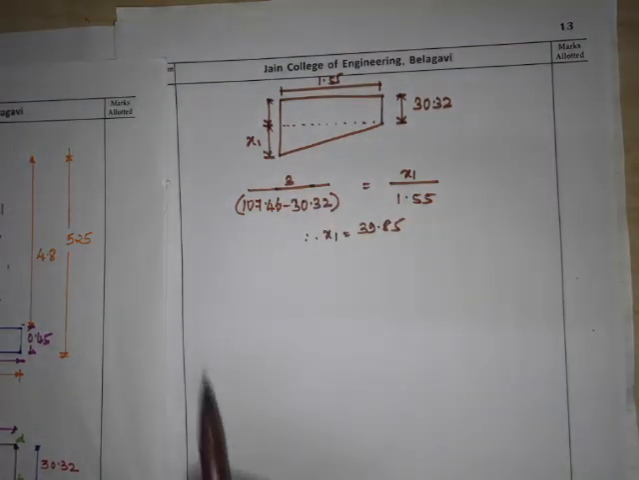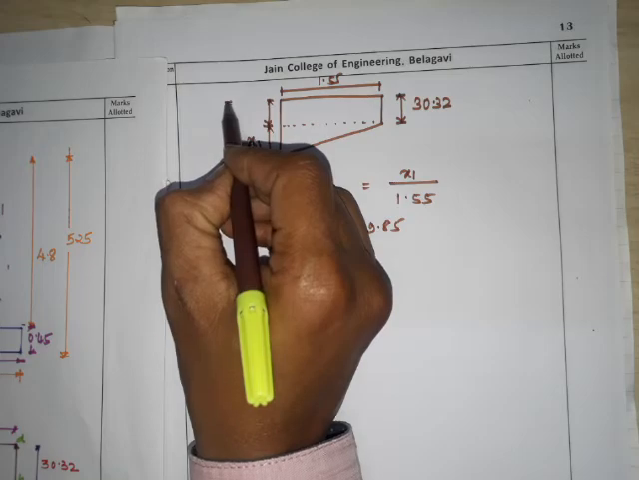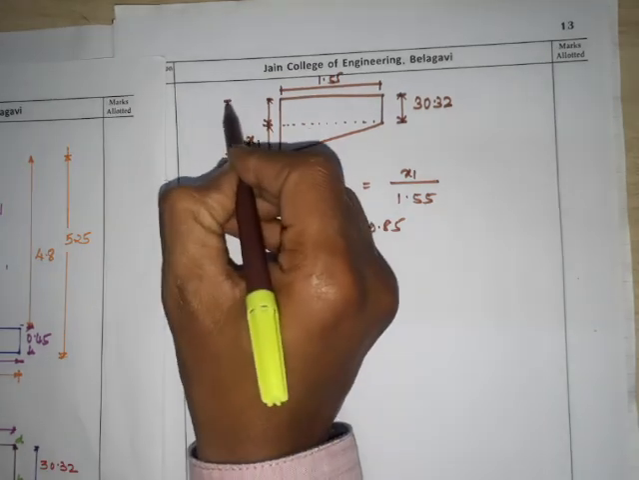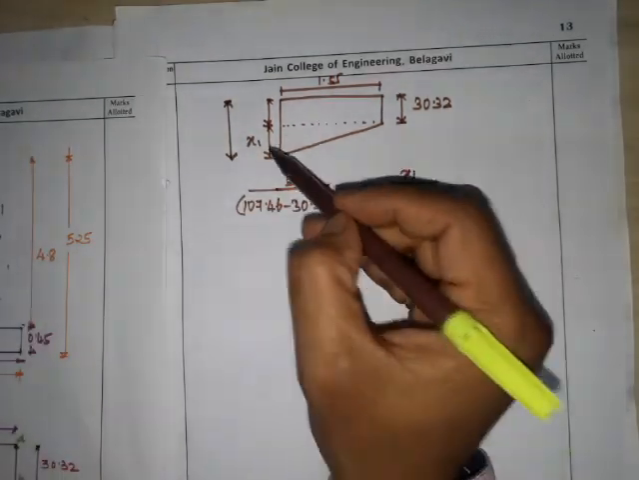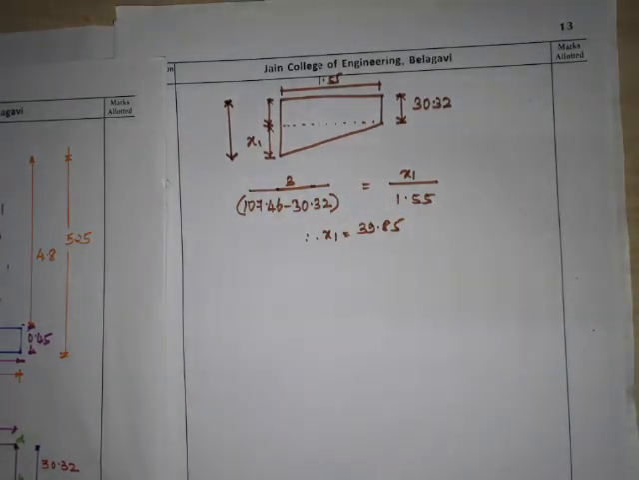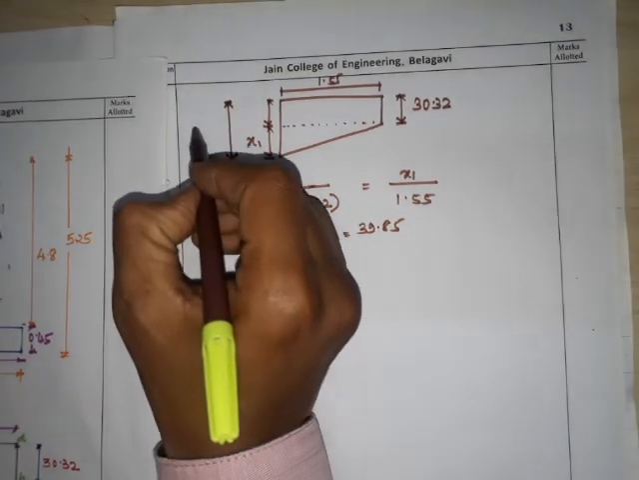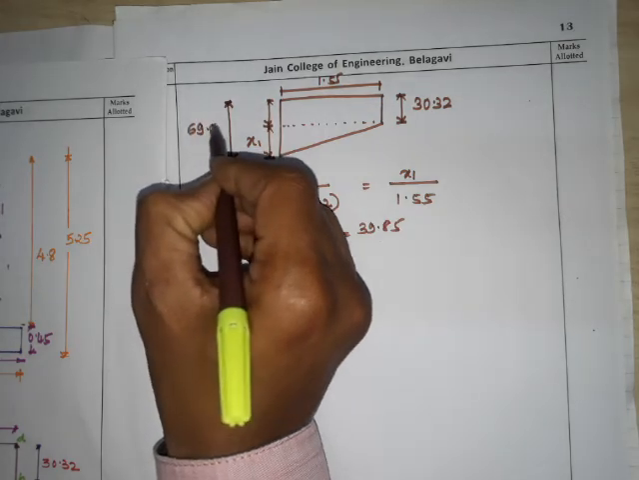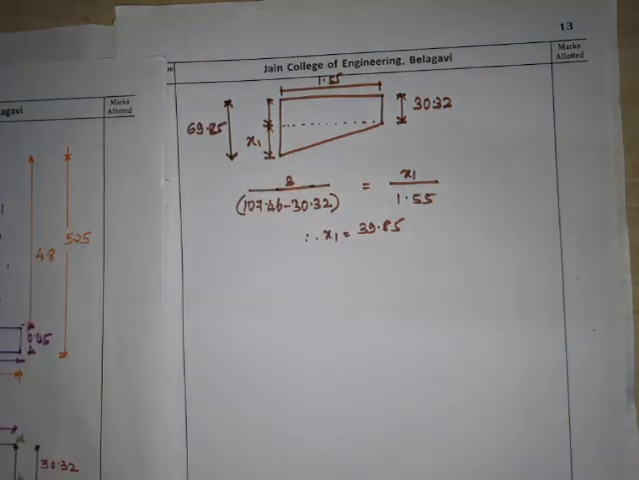39.85. So what should be the total now? This should be, only for your information, x1 plus 30.32. So we got it as 69.85. We got this as 69.85.